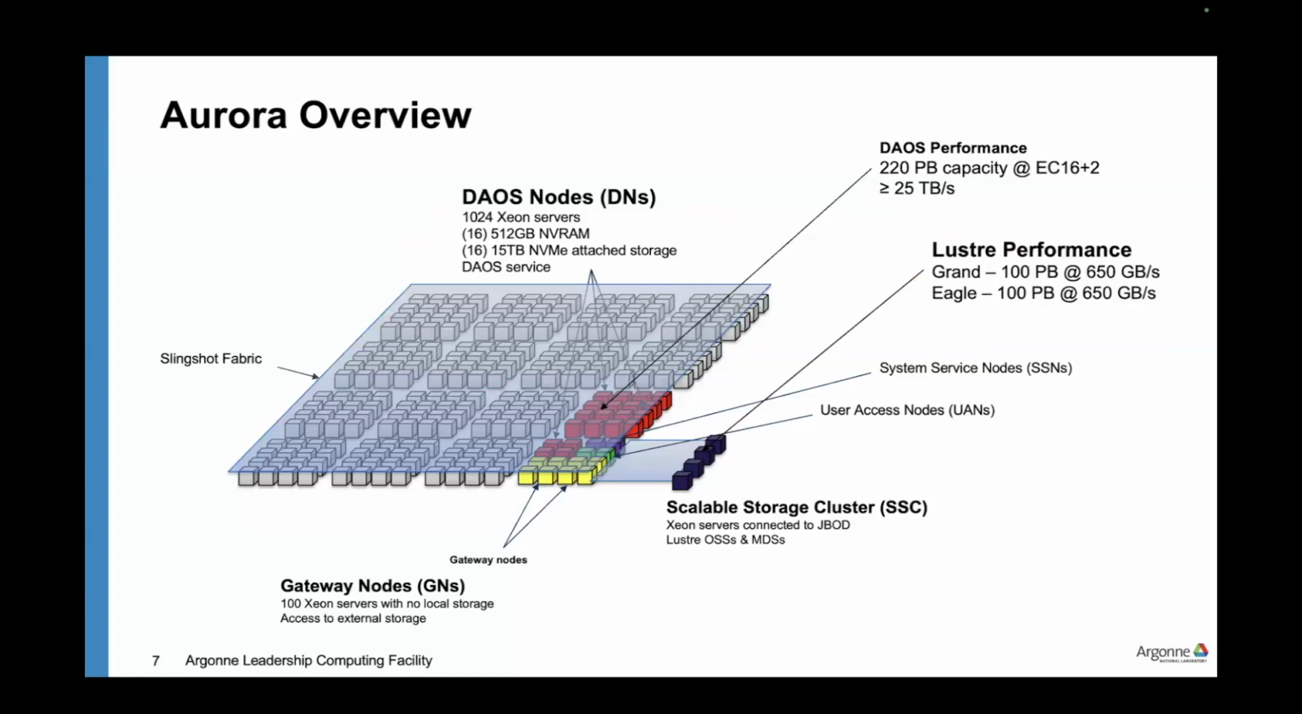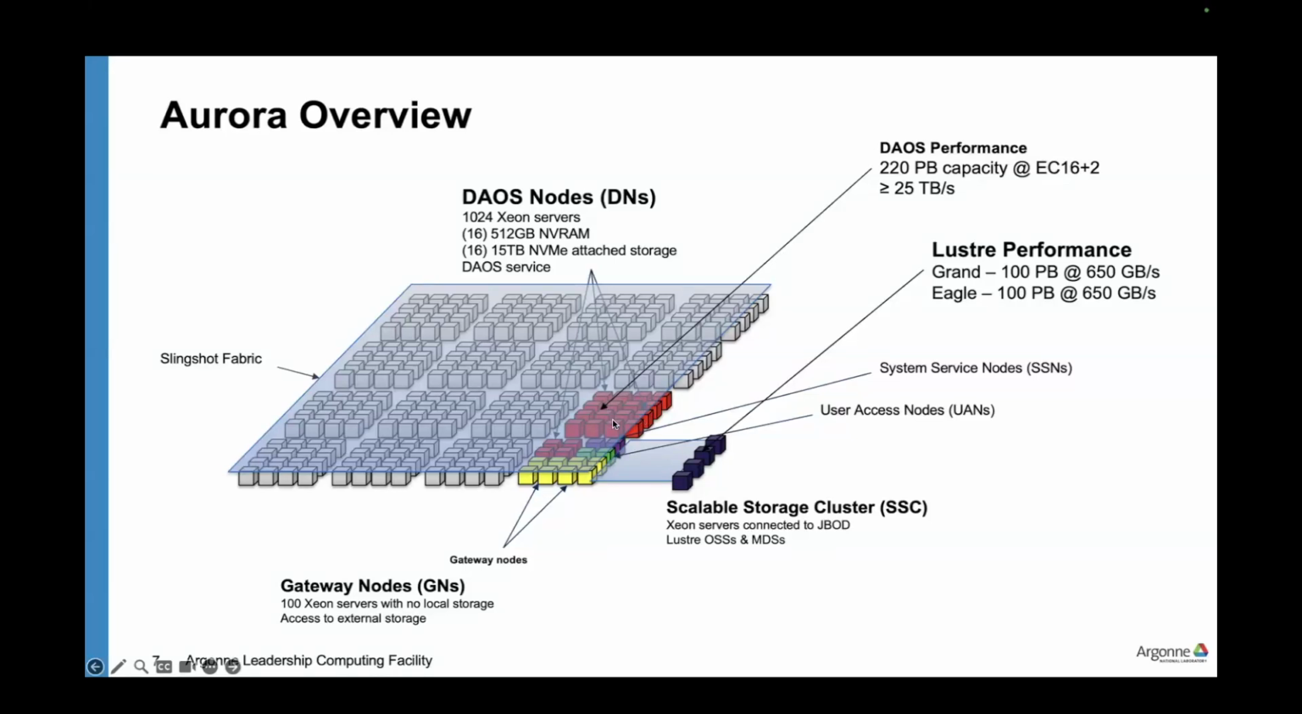So now we're getting into the meat of the node. And what we've got here is, in the lower right, what we call group 0. In this group, we have user access nodes, the Lustre gateway nodes, system service nodes, including the leaders for HPCM and that class of node. All the DAOS nodes are shown here in the red.